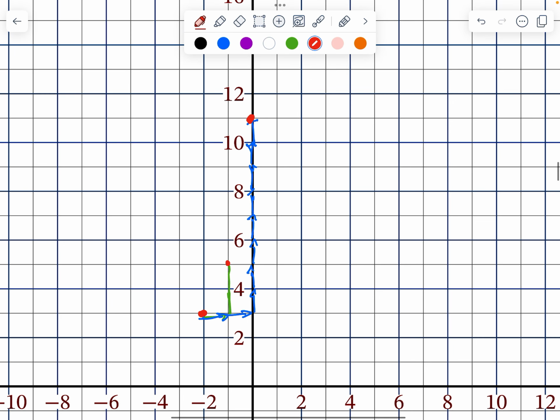And if you draw the axis of symmetry, you don't have to do any more counting. You just mirror it over to the other side.